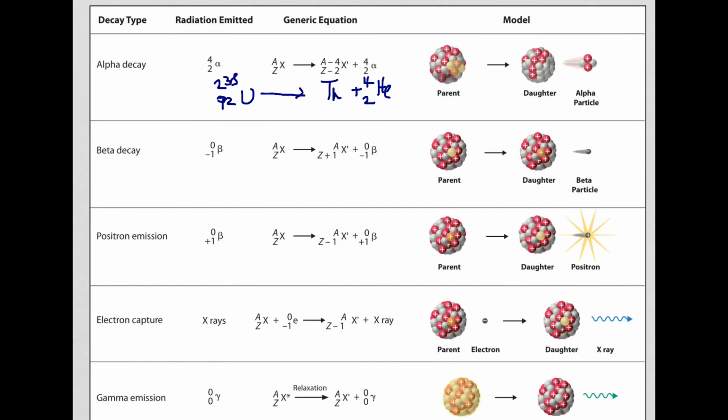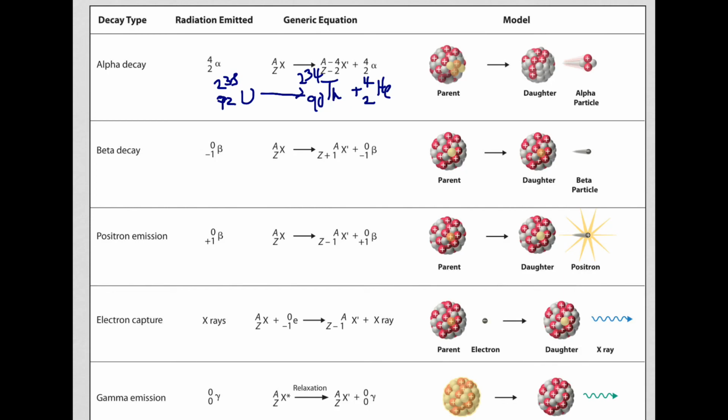So what number? If I look at the top first, what number plus 4 would give me 238? Clearly that would be 234. If I look at the bottom, what number plus 2 would give me 92? That would be 90. And I can see that after alpha emission, we'd have thorium 234 left over, which will then go on to do its own decays, etc.